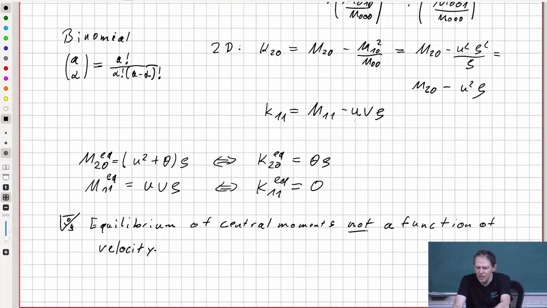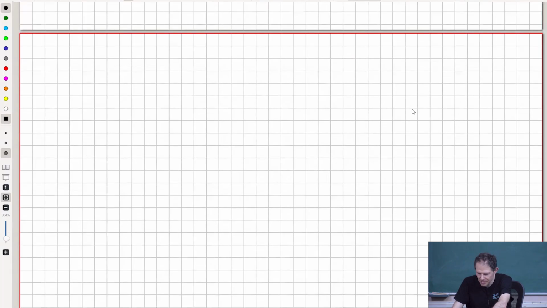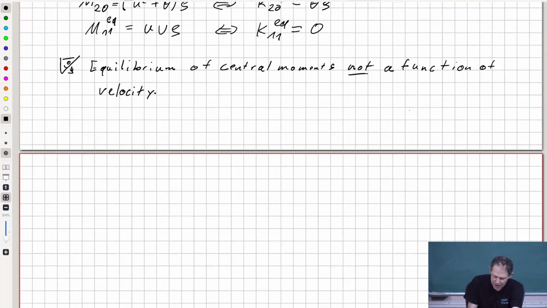So, question, does this help us with Galilean invariance? We have not yet verified that we actually have a problem with Galilean invariance in MRT in the first place, so let's have a look. So Galilean invariance, what does it mean? The frame of reference.